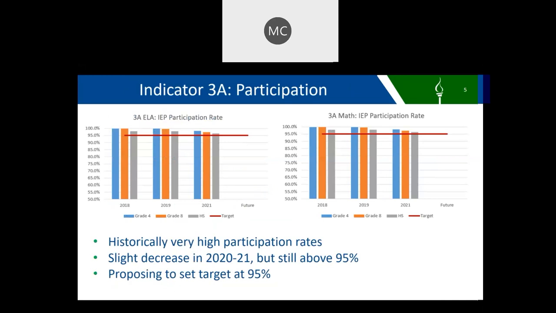These charts show the participation rates for the last 3 years of state assessments. Note that state assessments were not held in 2020 due to the COVID-19 and school closures. The chart on the left shows English Language Arts, or ELA, and the chart on the right shows mathematics. The blue bars represent grade 4 for 3 years, orange bars represent grade 8, and the gray bars represent high school. We've had very high participation rates in the state, with only a small decrease in 2021. States are allowed to set the participation targets at 95%, which aligns with the Federal Elementary and Secondary Education Act requirements.